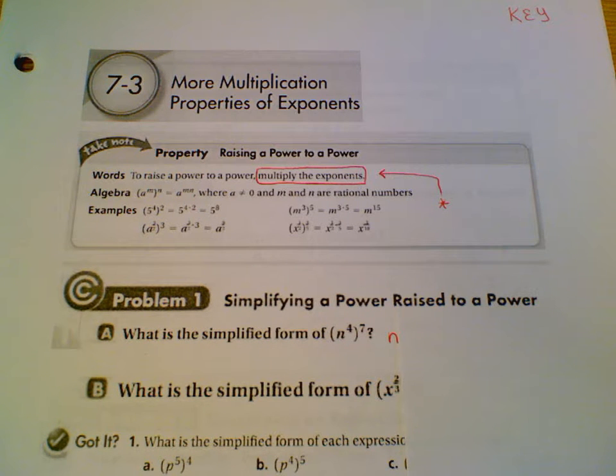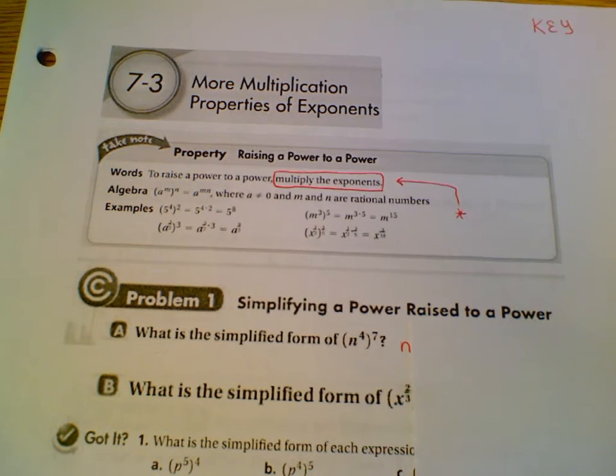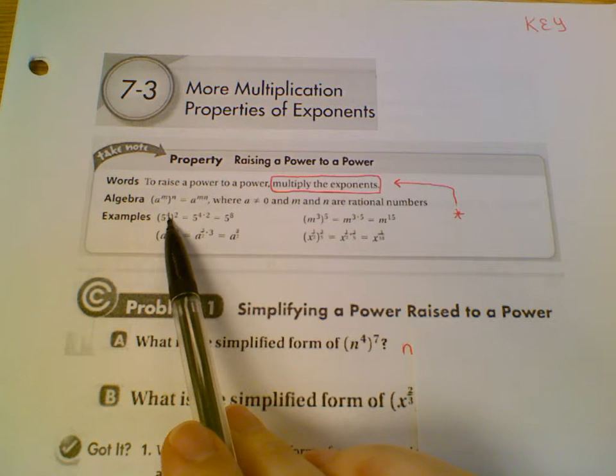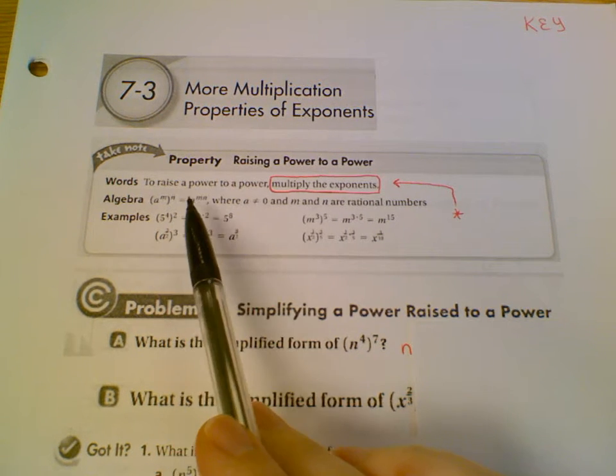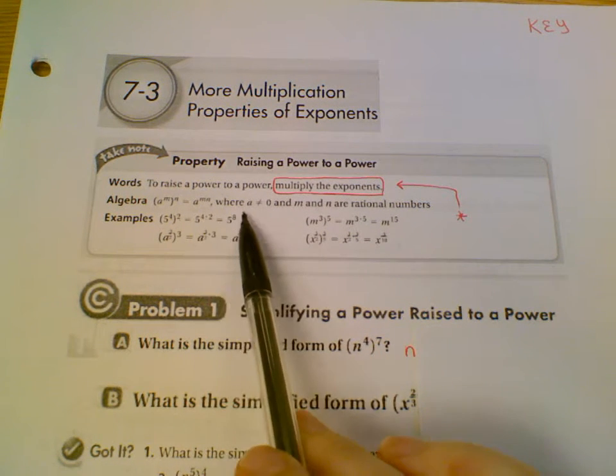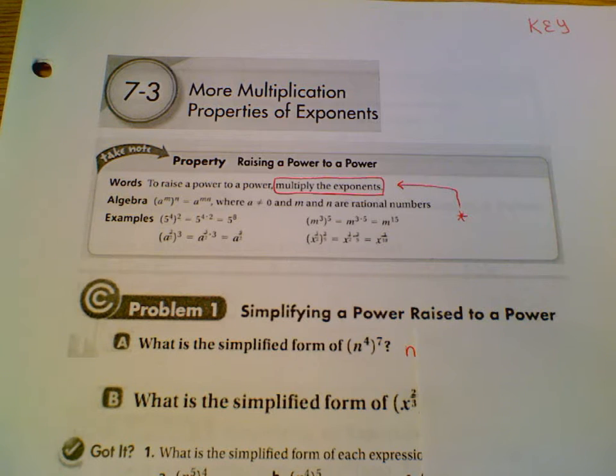Section 7.3 has more exponent rules in it. We're going to use this rule when you have a power to a power. So when it looks like this, you have 5 to the 4th raised to the 2nd power, you're going to multiply those powers. So 4 times 2 is 8, and then that 5 stays the same.